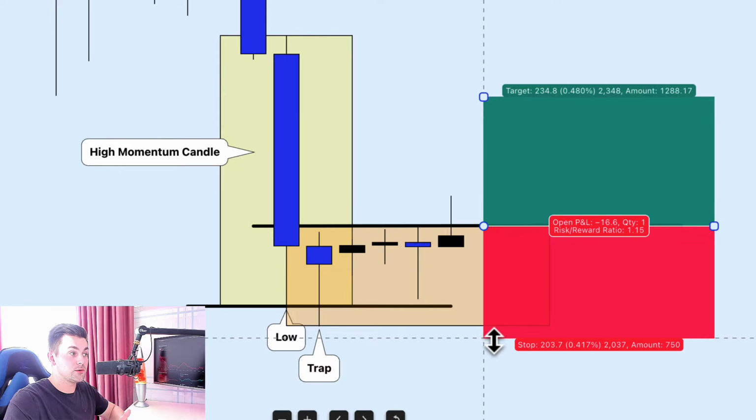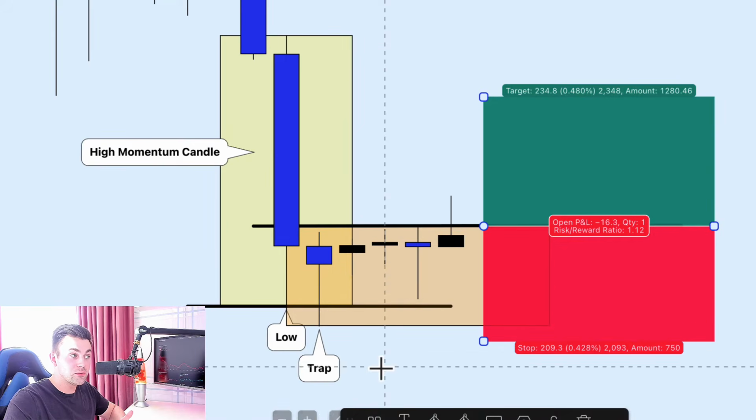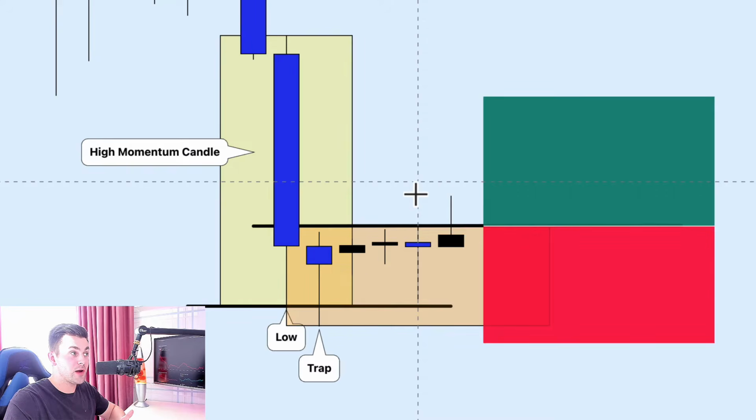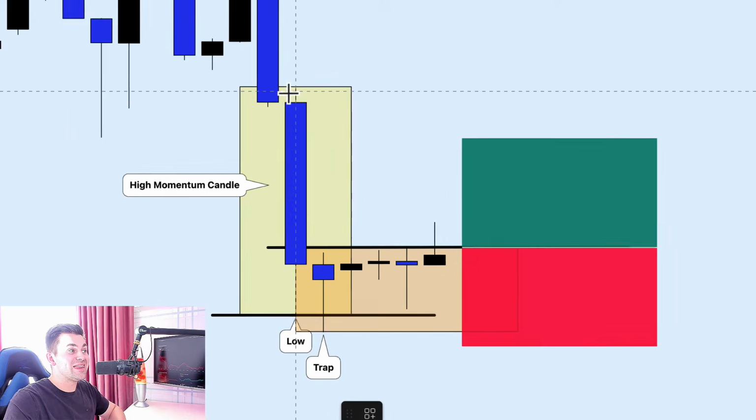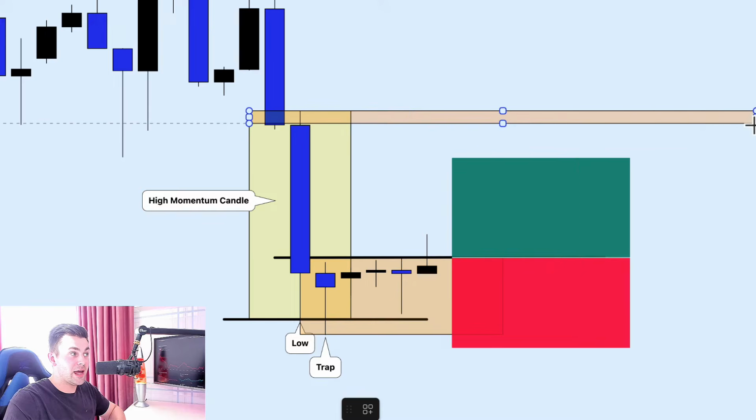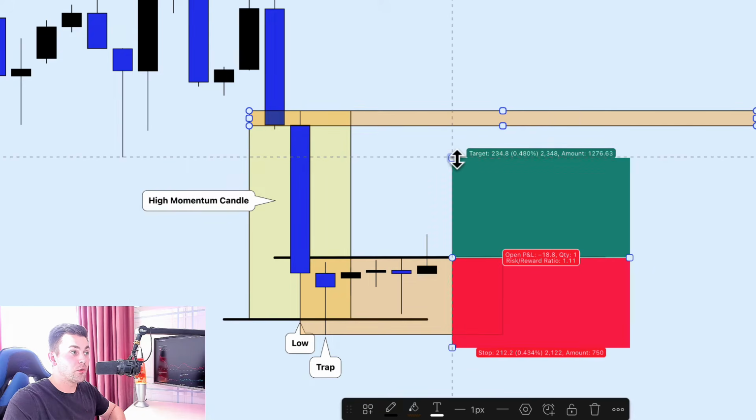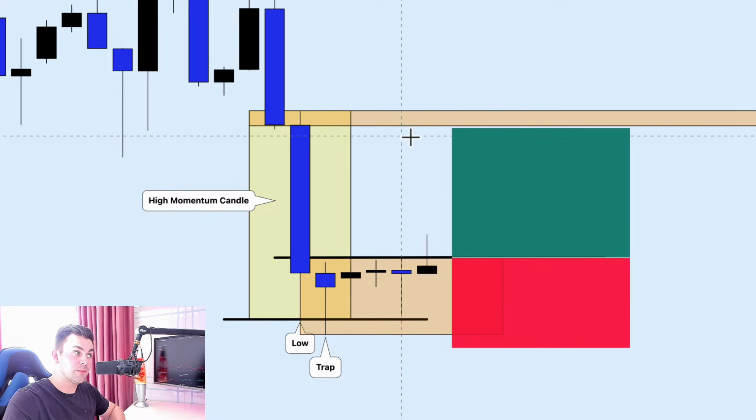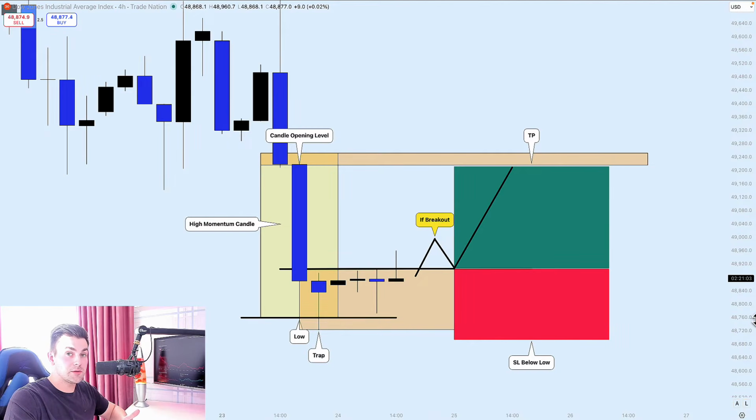Your stop loss should lie below the lows of that consolidation, below the low of the trap, and you will need to target the level of the opening of that candle. So in our example, our take profit will be here, and I always keep that a couple of pips below the level of the candle close. So here is a complete strategy to follow.